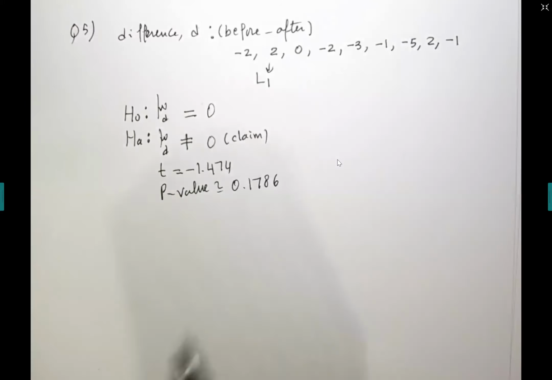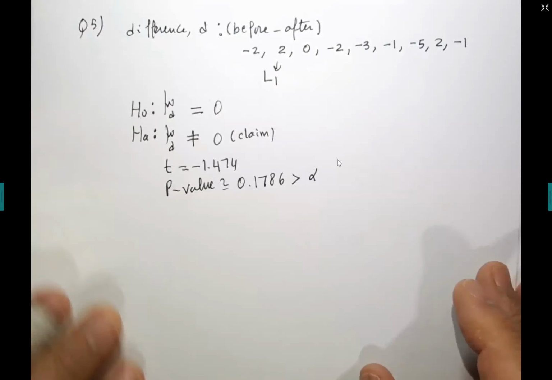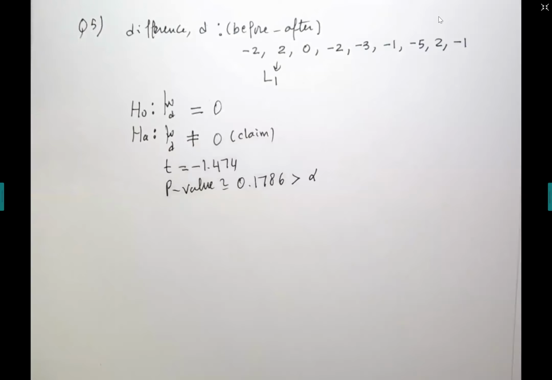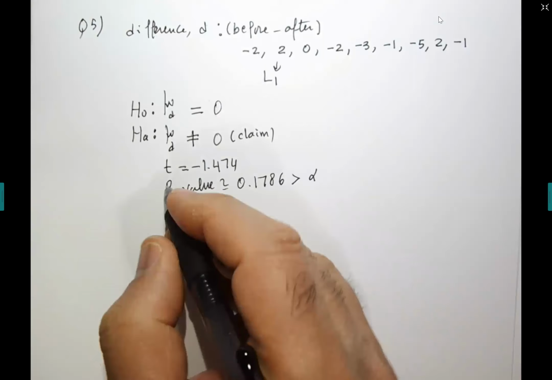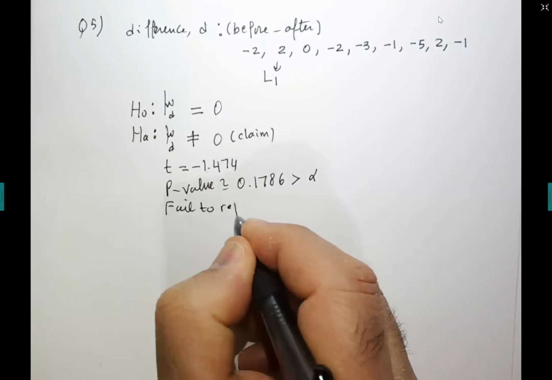So this is bigger than alpha, guys. And what do I type here when it is bigger than alpha? Can a student remind me, if the p-value is more than alpha? We say fail to reject the null hypothesis.